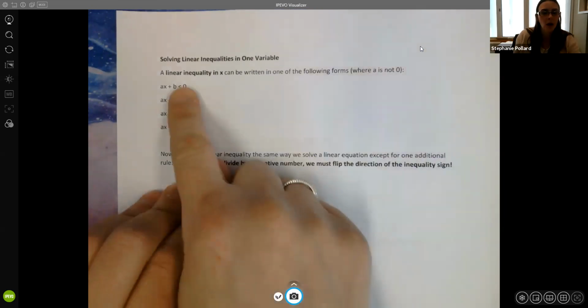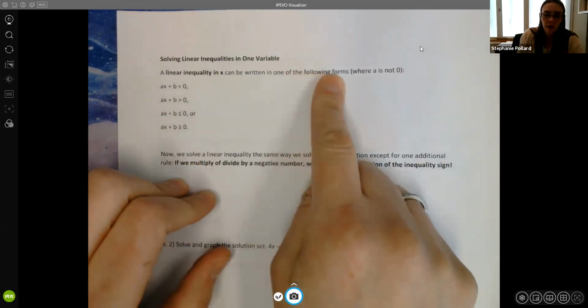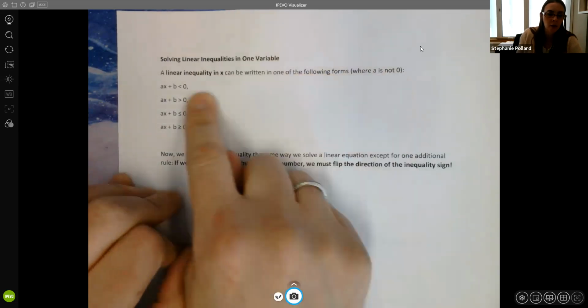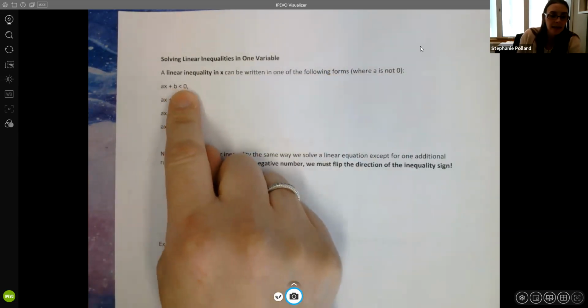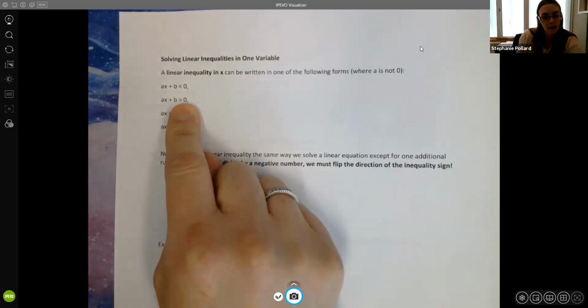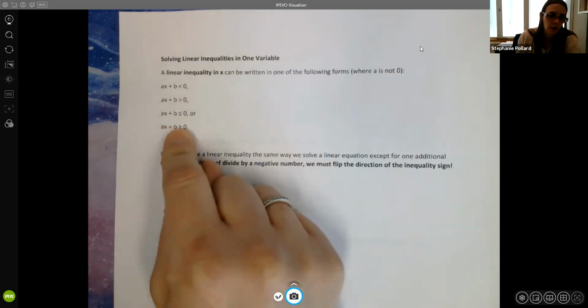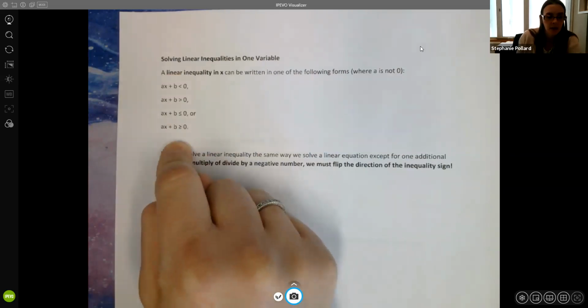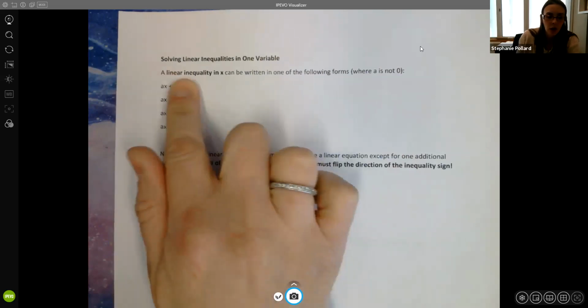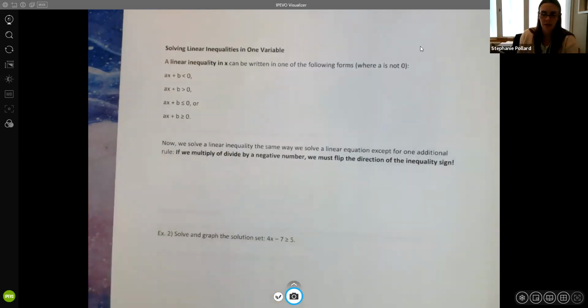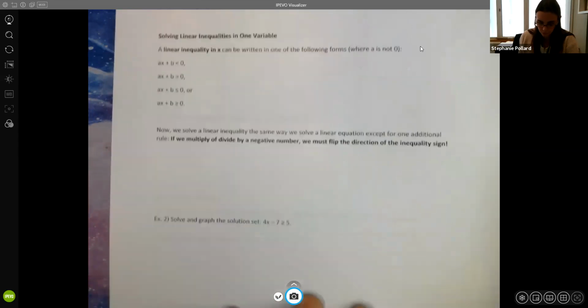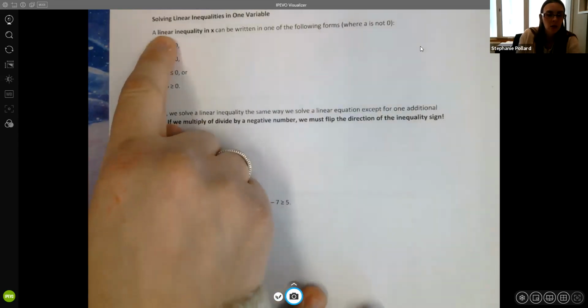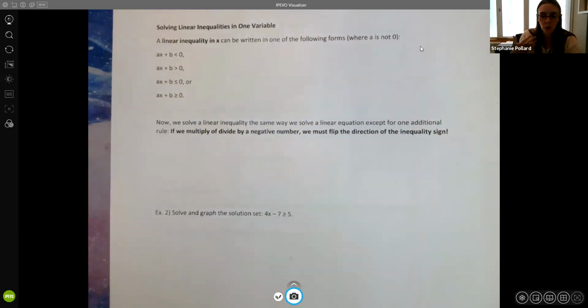So a linear inequality in x can be written in one of the following forms where a is not 0. So it could be ax plus b is less than 0, ax plus b is greater than 0, less than or equal to, or greater than or equal to. So it can be in these forms. And of course, this is the simplified version. You could also have parentheses or fractions or decimals or things like that too. But notice that we are still linear. So we're not talking about squares or cubes or roots or anything weird like that, just the more basic style.